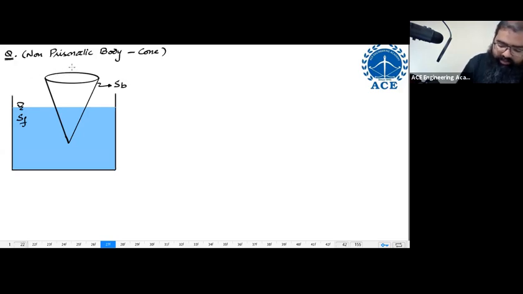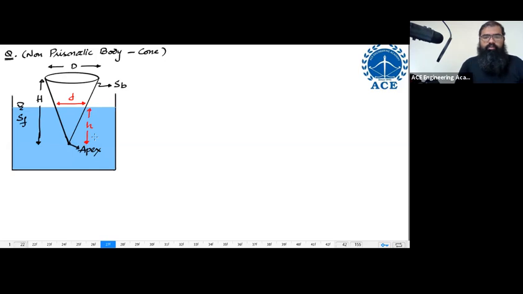The diameter of the cone is given as capital D. The complete height of this cone is equal to capital H, let us say. This point you will call the apex, apex of the cone it is called. This is the apex. This diameter is small d. This height over here is small h.